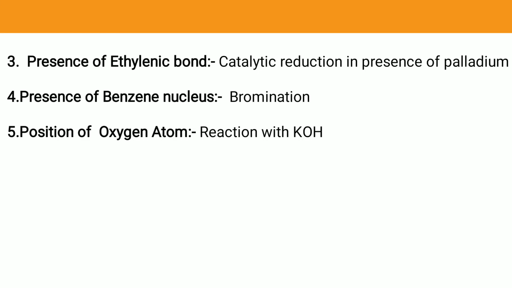In the second reaction, the morphine is converted to dibenzoyl morphine in the presence of benzoyl chloride. Number 3, presence of ethylenic bond. When codeine, that is methylated morphine, is reduced catalytically in the presence of palladium, it takes up 1 molecule of hydrogen, suggesting that morphine contains 1 ethylenic bond.